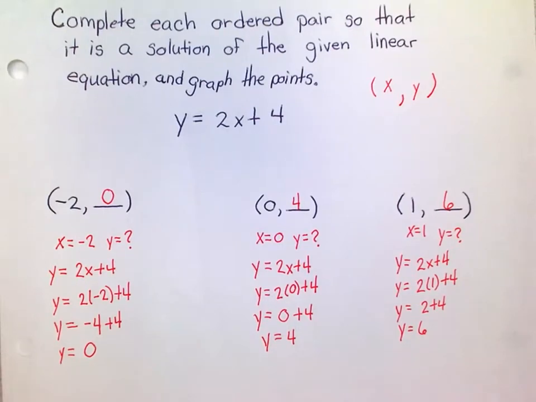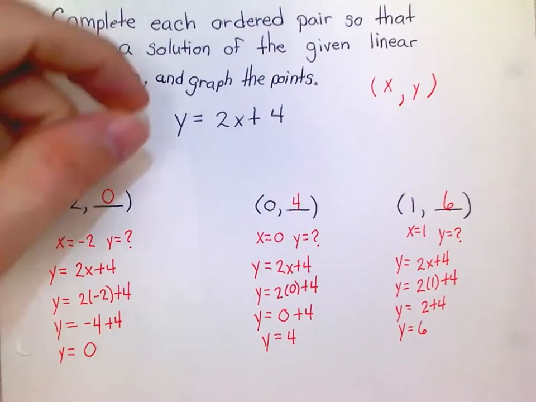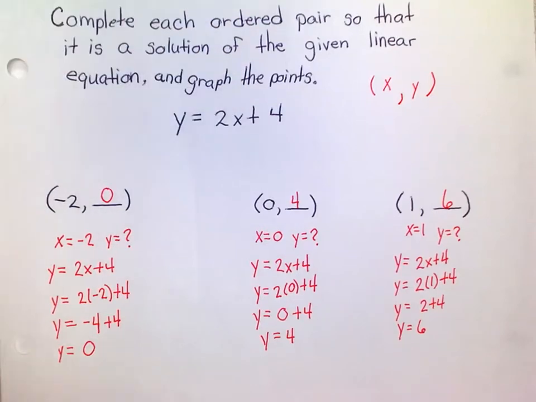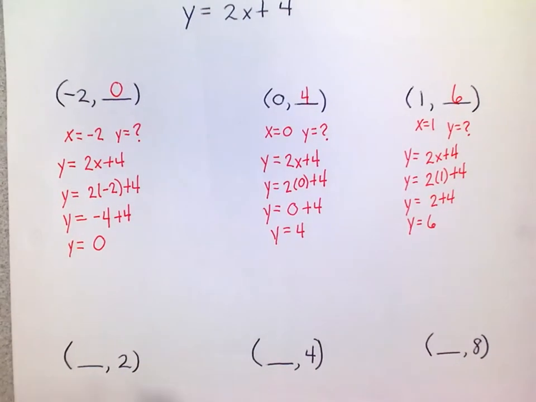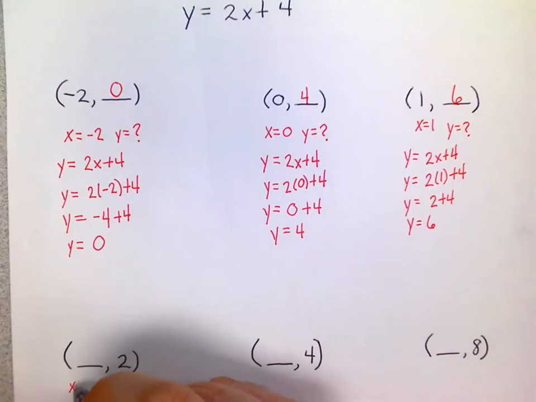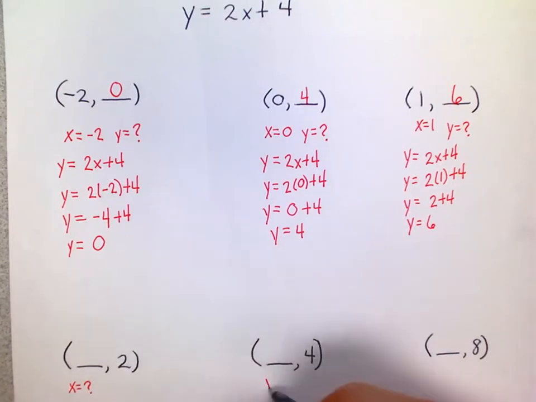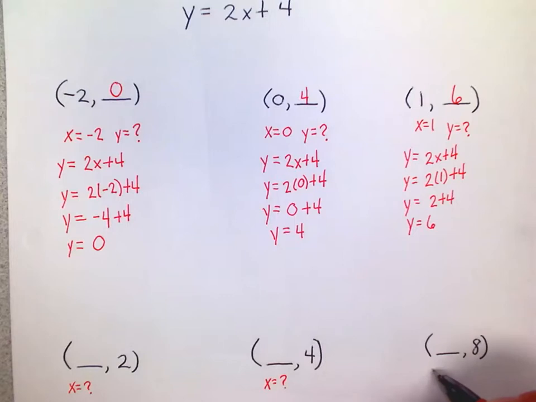Okay, now that part was pretty simple, because we were just plugging into the variable found inside what we were solving for. Now we're going to change gears, and actually we're going to be solving for the x variable. So for each of these, x is going to be the question mark this time. And for each of these, we know what y is. For this one it's 2, y is equal to 4 here, y equals 8 here. But we have to solve it to find what the x is.